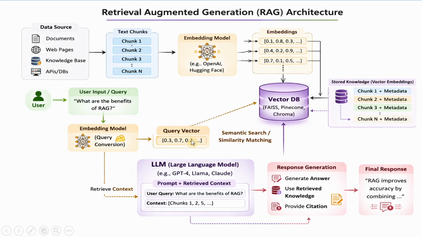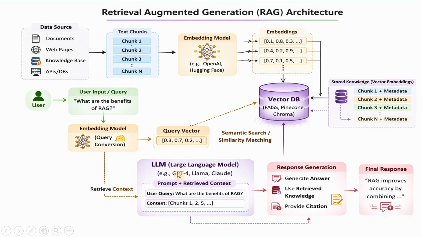The information is retrieved from the vector DB and added to your query, and it becomes the context. Your LLM will now have the user query and the context, the chunks 1, 2, 3. So the chunks information will be here, and this is the embedding. Now it will generate.